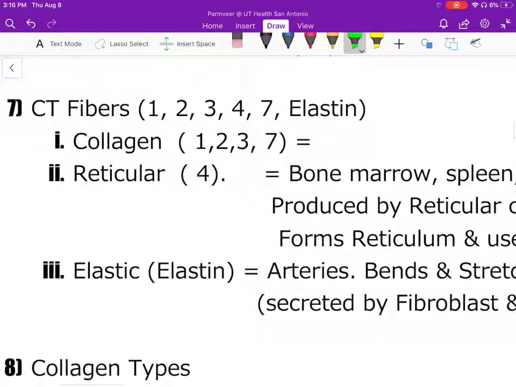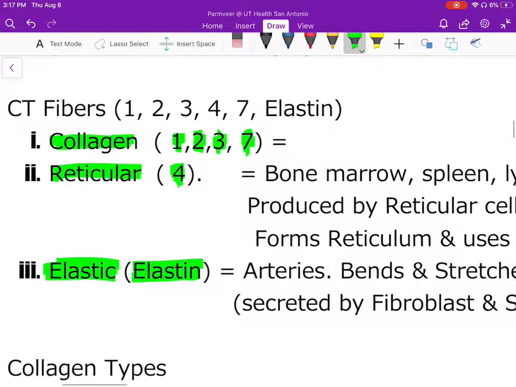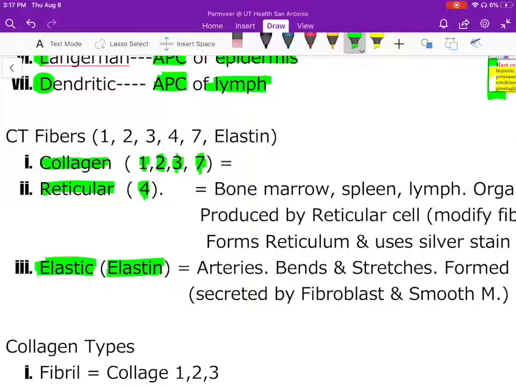Then we come into those connective tissue or protein fibers that you find in the ground substance. So connective tissue fibers are collagen, reticular, and elastic. So you just have to remember collagen is your collagen 1, 2, 3, and 7. Reticular is 4, and then elastic comes from elastin. So collagen fibers, just remember the numbers 1, 2, 3, 7, or I think I remembered it as 1723 or 1732, whatever you want. 1, 2, 3, 7, and reticular number 4.